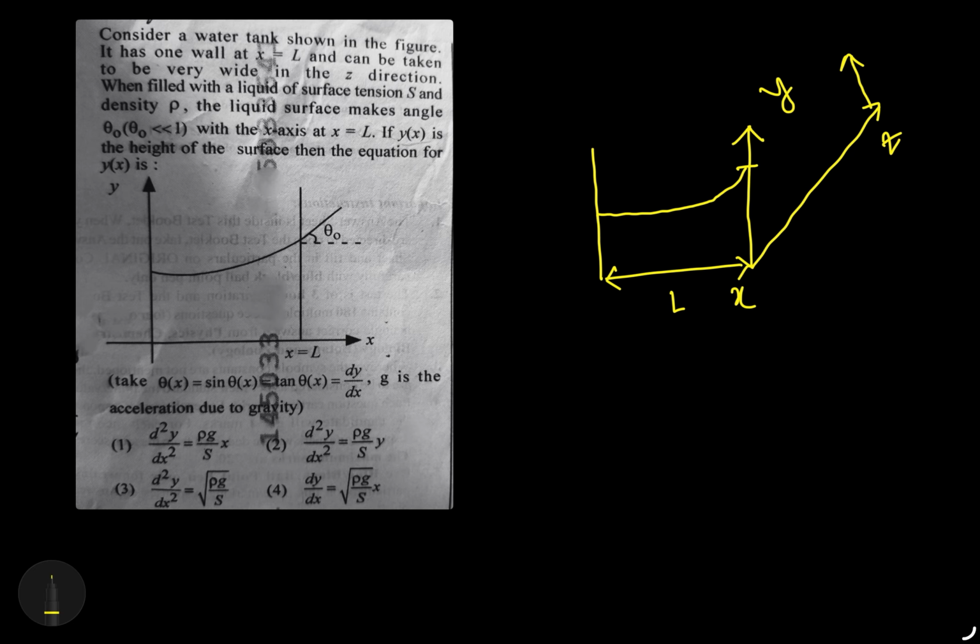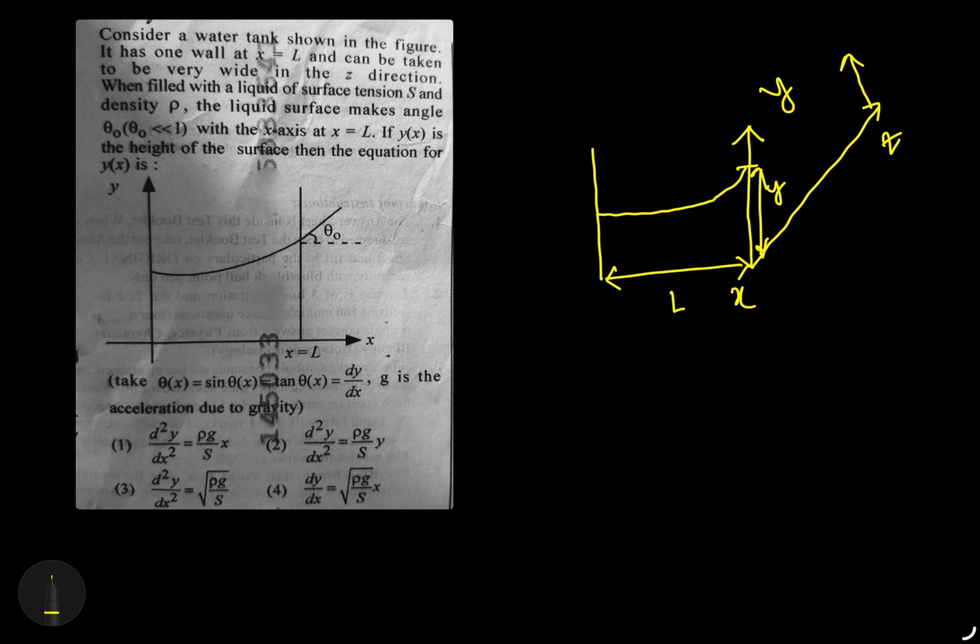So in this question, it's asking the height that the liquid surface has risen up to, right? The topmost point the liquid surface has reached, and the distance between it and the bottom part of the tank, right? So this is the distance, and I'm going to take this as y.